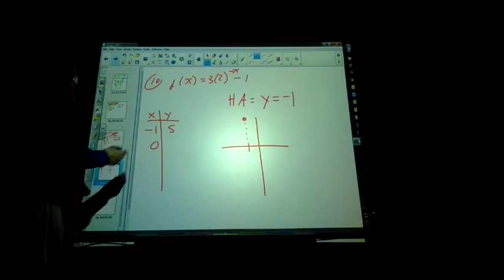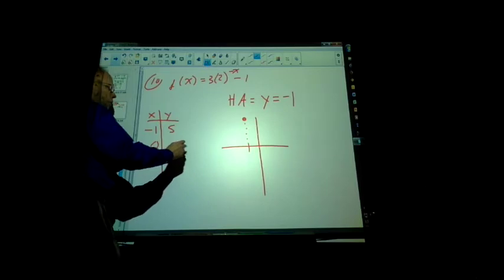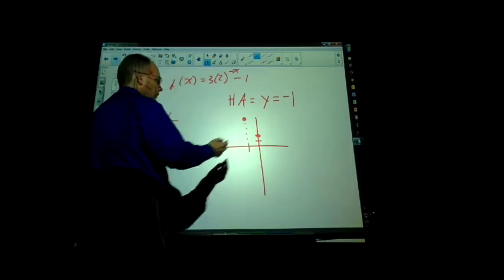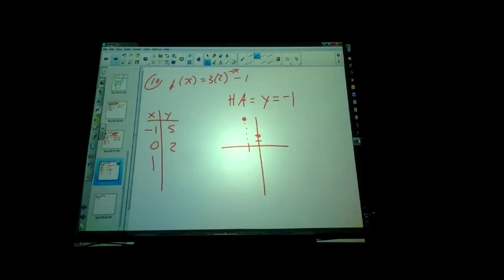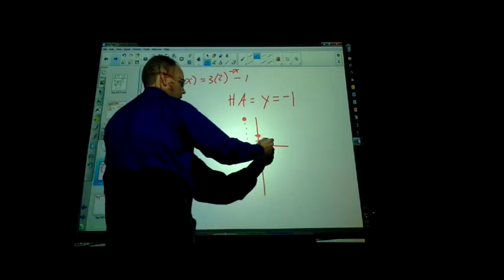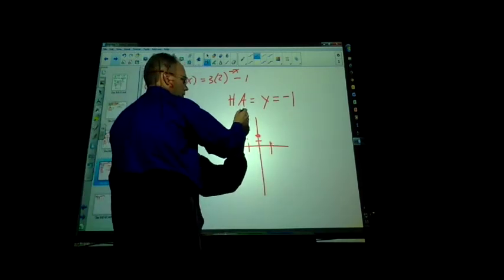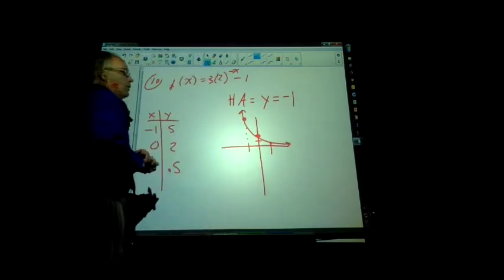Plug 0 in. 2 to the 0 is 1. 3 times 1 is 3. 3 minus 1 is 2. If I plug 1 in, 1 plugged in for negative x is negative 1. 2 to the negative 1 is 1 half. 3 times 1 half is 3 halves, which is 1 1/2. 1 1/2 minus 1 is 0.5. So this is a decay model.